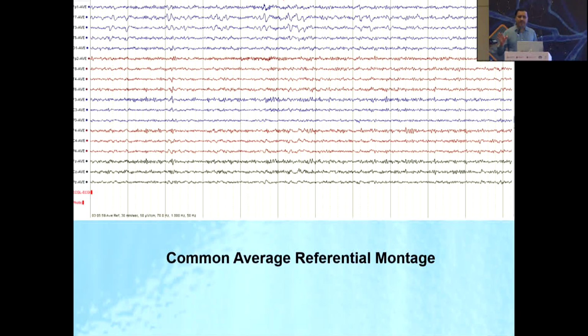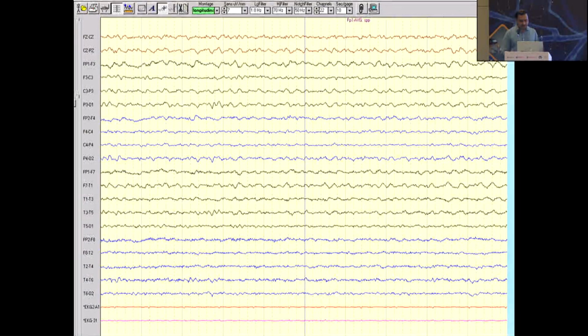And for practical purposes, if you use a longitudinal bipolar montage and a common average montage, you will not need any other montage in your life. In the last 25 years, I have never used any montage other than this. So you have to understand the utility of different montages, try to see whenever you face a difficulty, and try to be familiar with these montages.